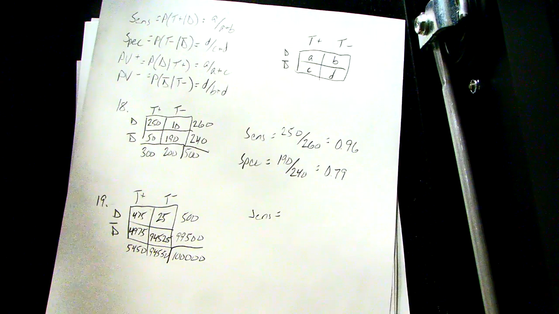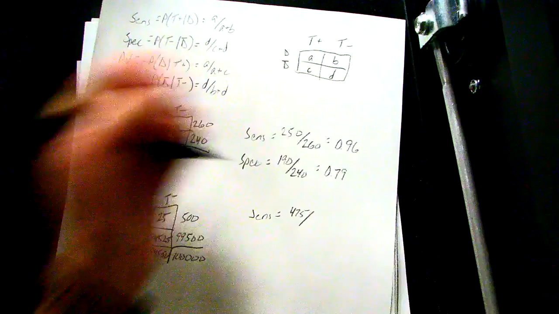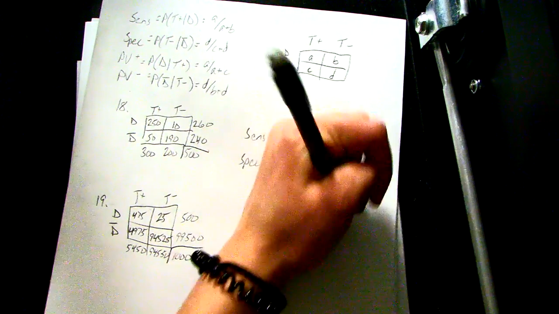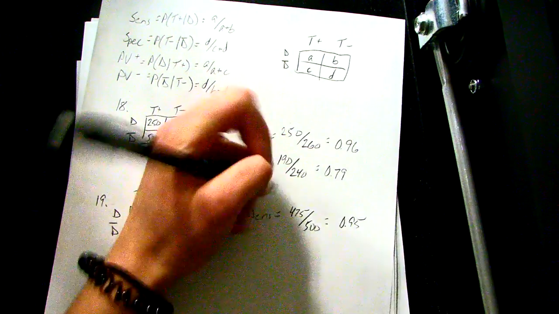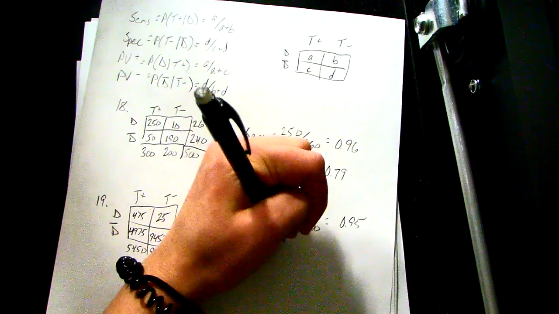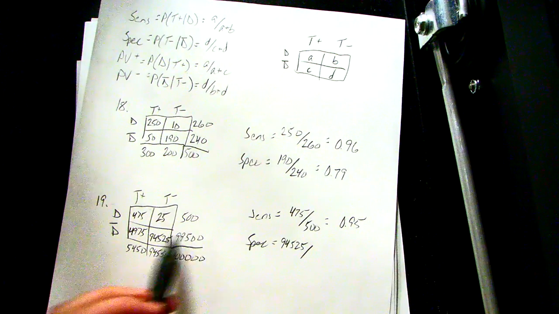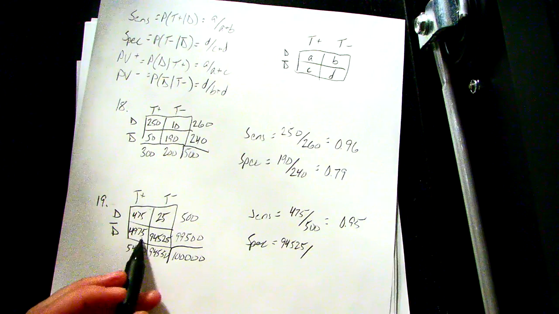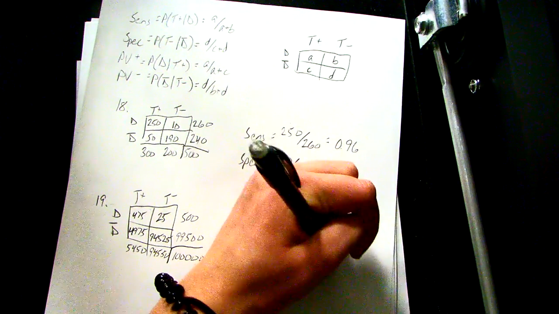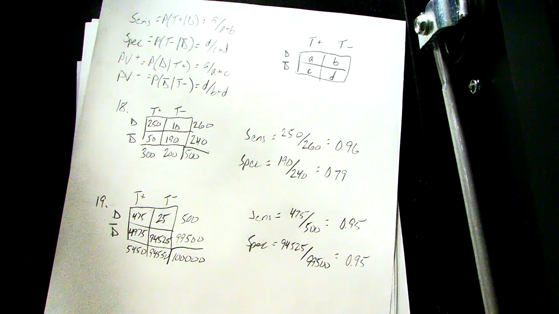And our sensitivity would be equal to 475 divided by this margin, so 500, which gives us a sensitivity of 0.95. And our specificity would be cell D, 94,525 over this margin, which would be 99,500. And this also gives us a result of 0.95.